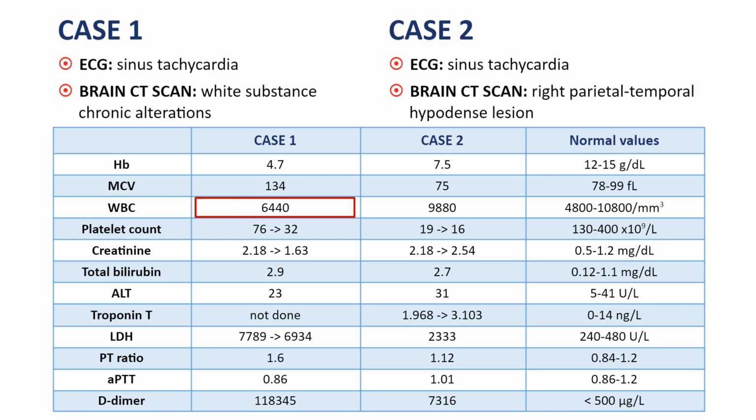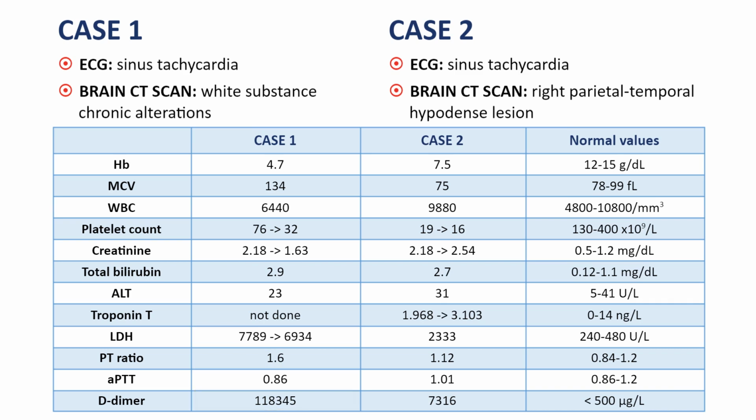White blood cells are not significantly increased, and there is a mild platelet consumption, between 32,000 to 76,000, with a creatinine level which increased from 1.63 to 2.18, and the total bilirubin level is increased, with the LDH level significantly increased, and partial increase of the PT, and the D-dimer is also significantly increased.